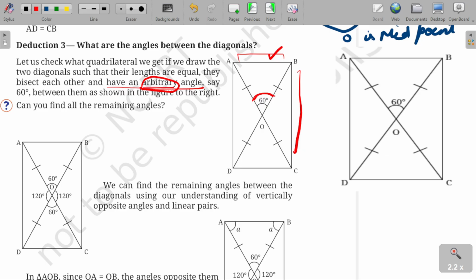And they have taken one of a kind. They assume that the angle is 60 degree. Yeah? This is our assumption now. We are assuming that the angle is of 60 degree. Now, find out all the remaining angles. See, this angle is of 60 degrees. See, the opposite angle will also be of 60 degree. Why? Because of vertically opposite angles.